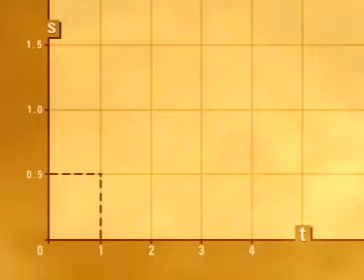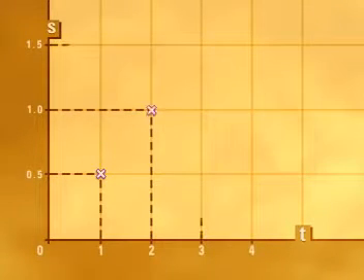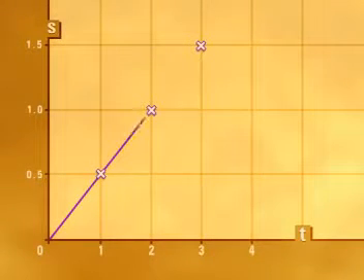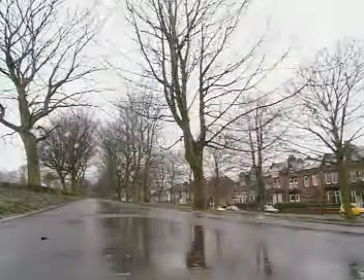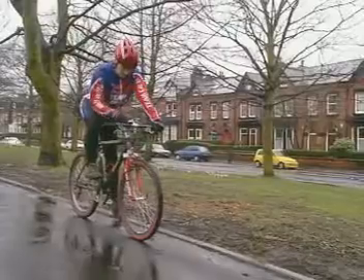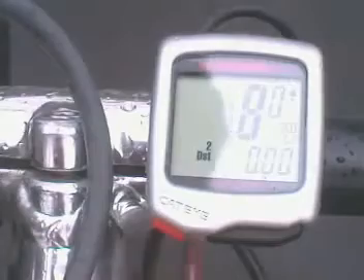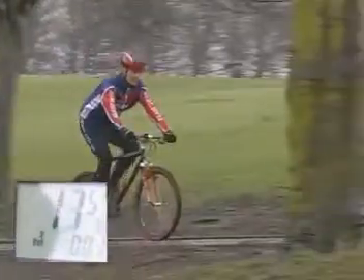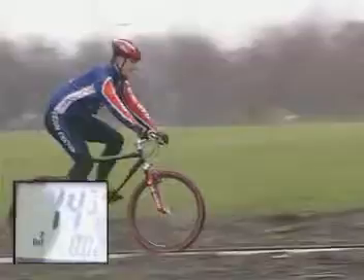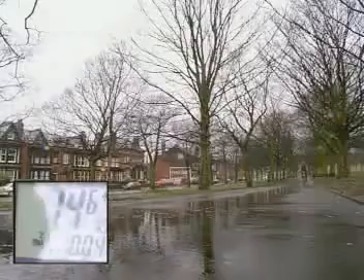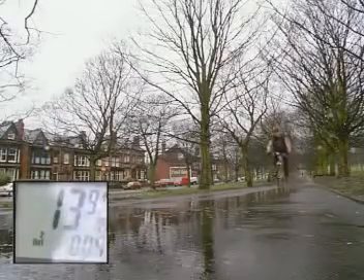Plotting distance against time for a vehicle travelling at constant speed produces a straight line with a steady slope. A computer attached to the handlebars calculates the speed of this bike. Eventually, the cyclist is travelling at a constant speed. For speed to remain steady, the distance travelled in a given time interval must be staying the same.